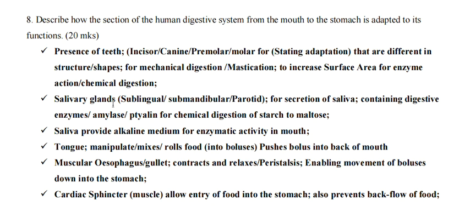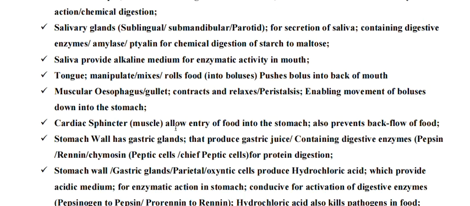In this case, salivary glands: sublingual, submandibular, parotid for secretion of saliva, containing digestive enzymes, that is ptyalin or amylase for chemical digestion of starch to maltose. Then saliva provides alkaline medium for enzymatic activity in the mouth. Then the tongue manipulates or mixes, rolls food into boluses and pushes boluses into back of mouth.